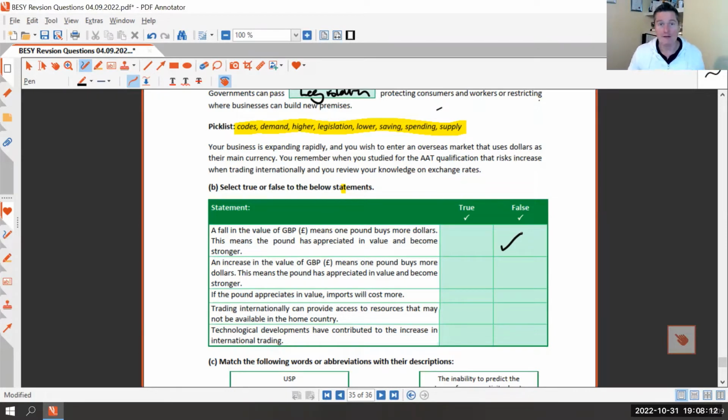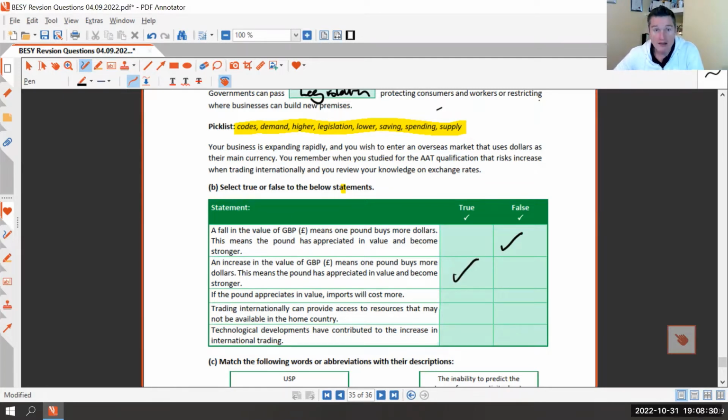Whereas an increase in the value of the pound means that you can get more dollars. So for every pound, you get more dollars that you can spend in America when you're going to Florida, Disneyland, and things like that. That means that the value of the pound has appreciated. So that is true.